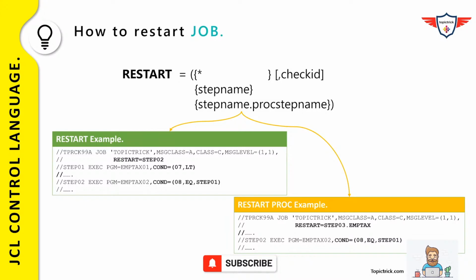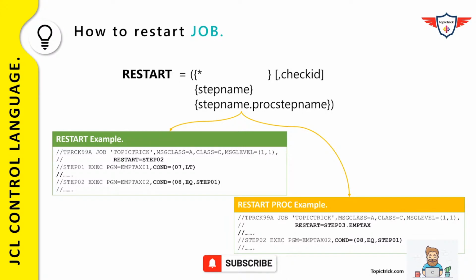And finally, the last one is check ID. It is generally used to specify the name of the checkpoint at which the system should restart the execution. Now in the following example, I've used the restart parameter to restart the job from a specific step, whether in a job or in a proc.